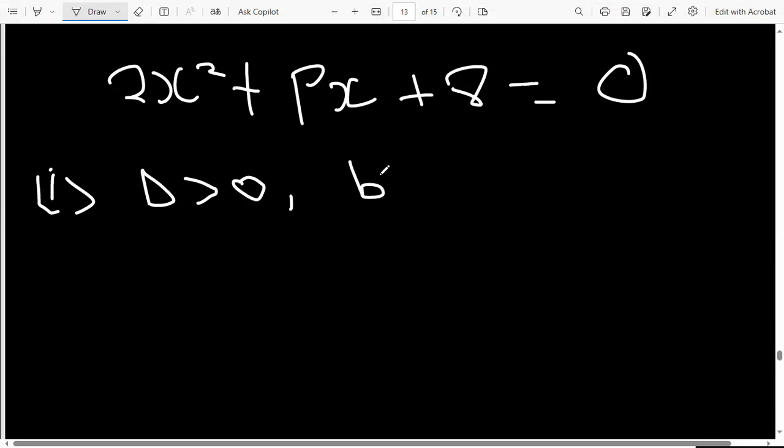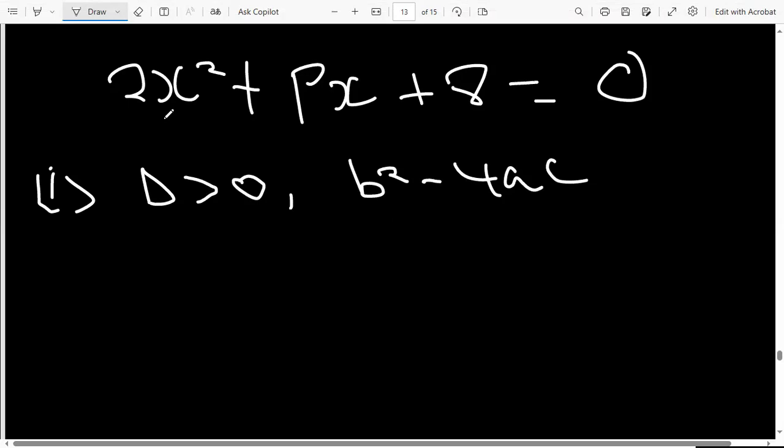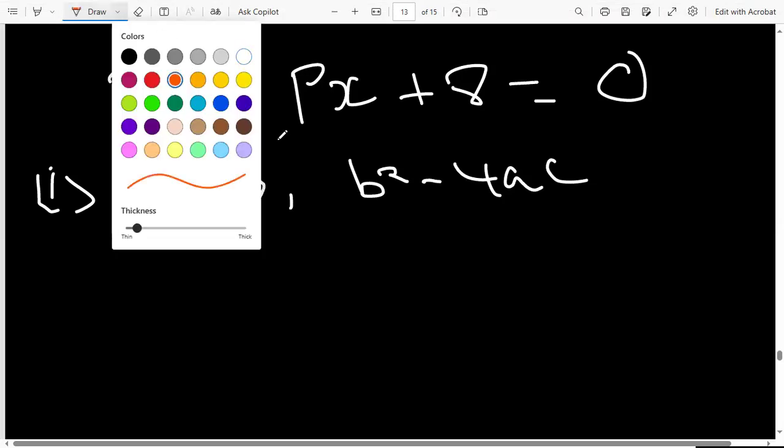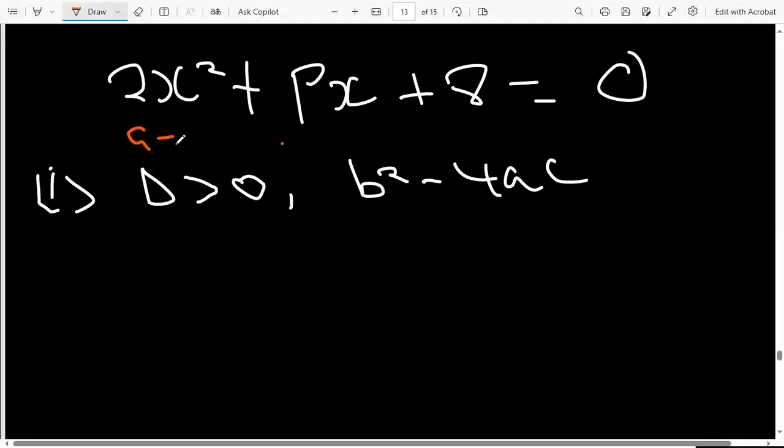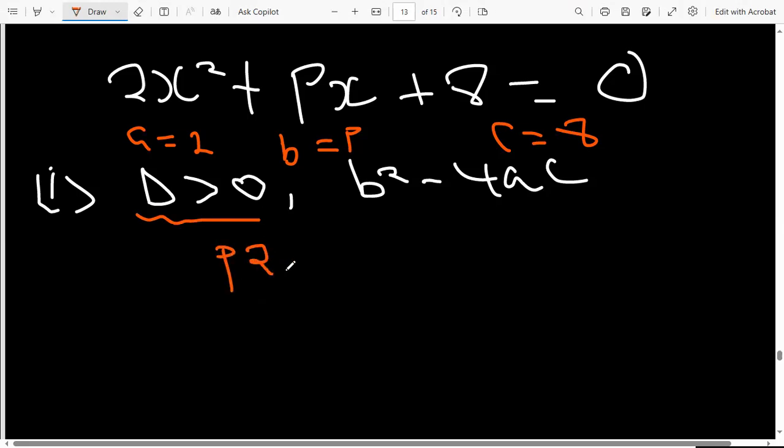So we know that the discriminant is b squared minus 4ac. Let's get our a, our b, and our c from that equation. Our a will just be 2, our b will just be p, and our c will just be 8. So let's place these into this formula, and we say it's greater than 0, because here they are claiming that the roots are real. So we are going to say b squared, which is just p squared, minus 4a, which is 2, and then c, which is 8. We're saying this here should be greater than what?